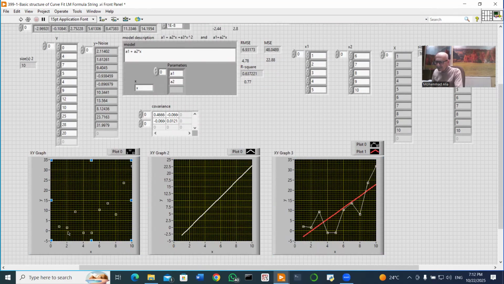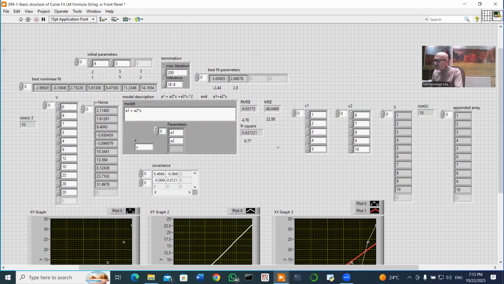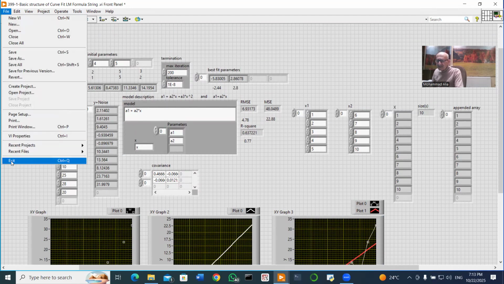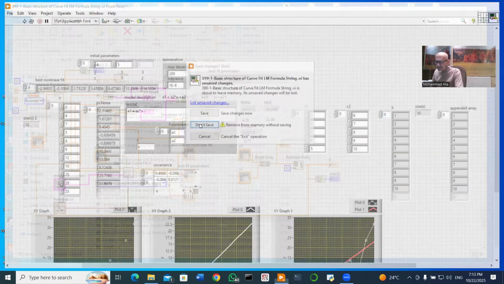These points here, as you see, are usually better fitted to a second order curved function. I hope that this is interesting and also clear to you. Now I leave this example and go to another example. File, exit, don't save. I want to keep it as it is.